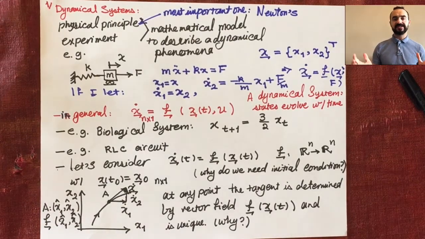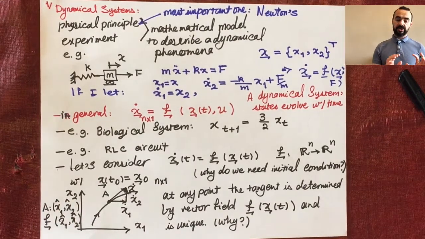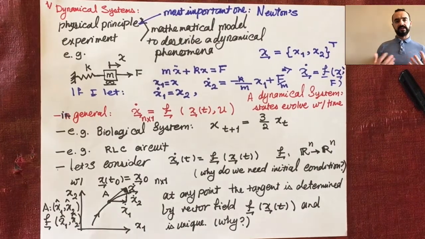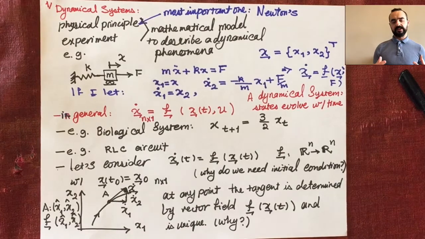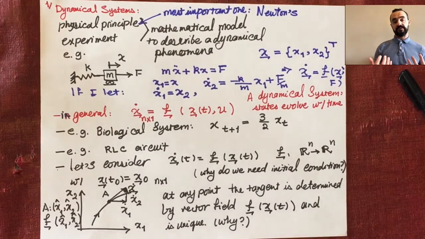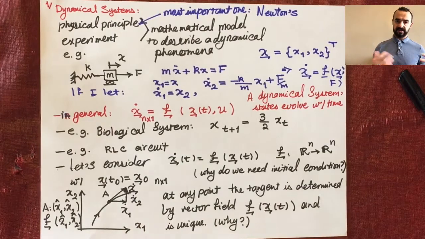A dynamical system is a system whose state evolves with time. Now the question is, where do we get these states? State describes the configuration of the system, for example, in mechanical systems. But when we say dynamical systems, we are not necessarily talking about mechanical systems.